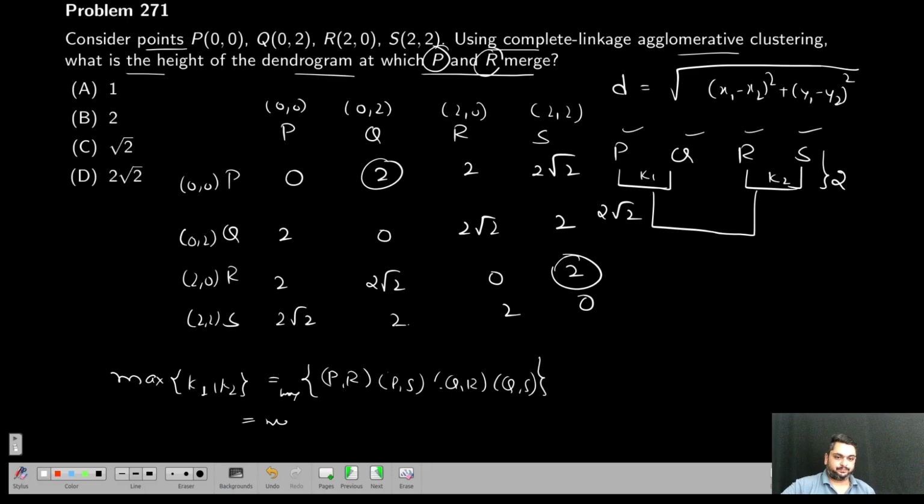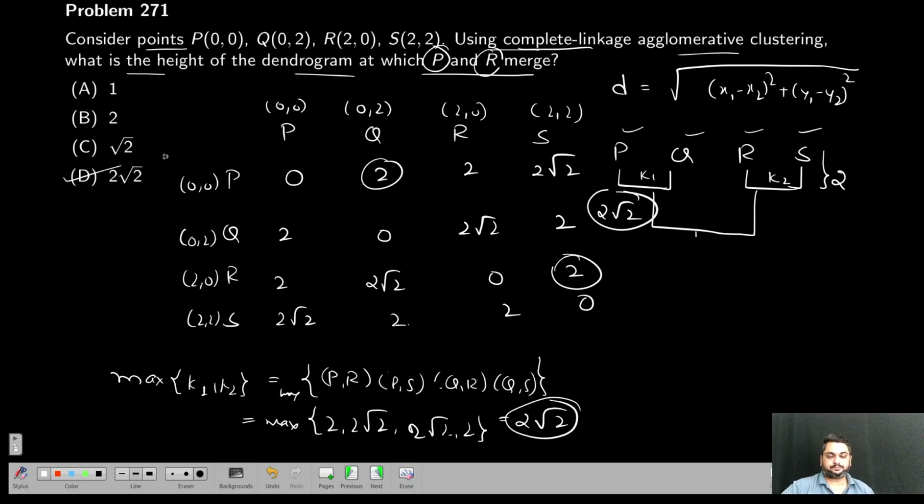This is max of 2, 2 root 2, 2 root 2, and then 2. So it is complete linkage. So maximum is 2 root 2. So at this height they will merge. Okay, this is the final. So P and R merge at 2 root 2. The answer.